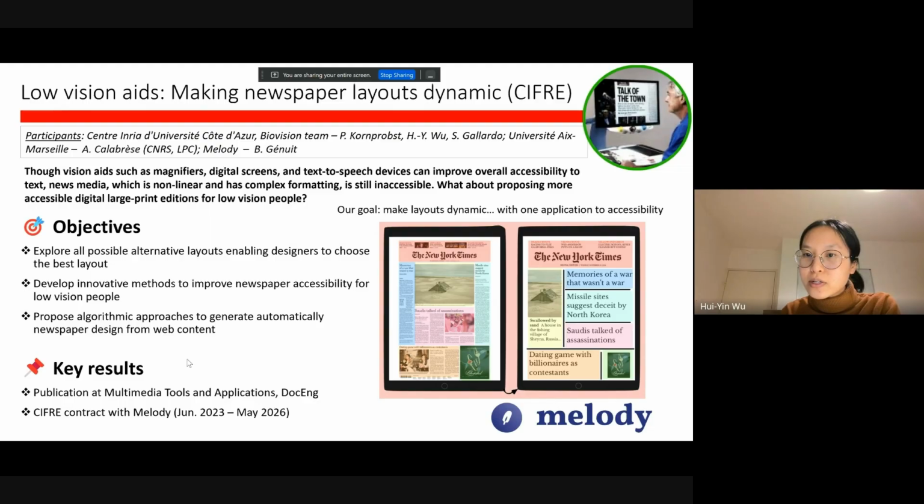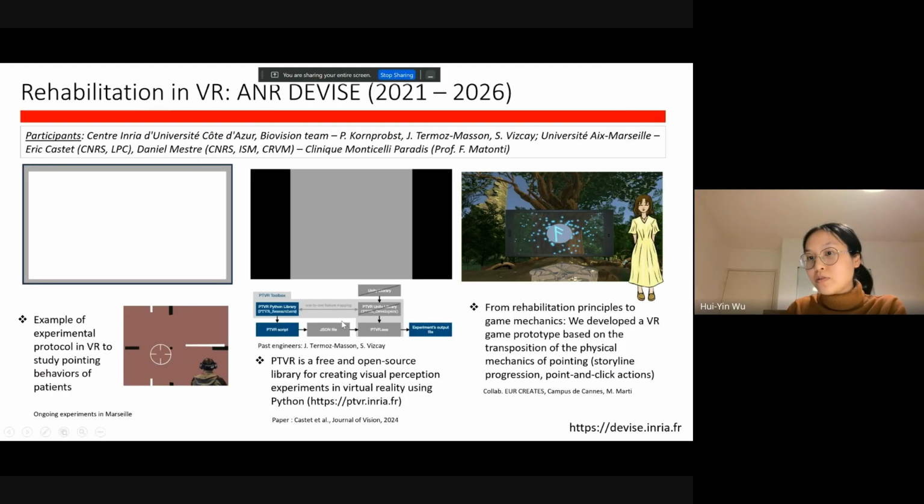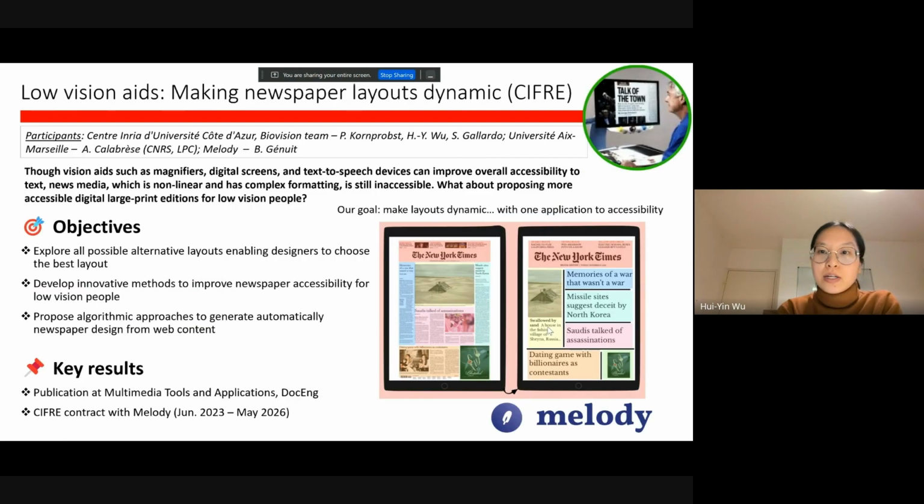And finally, there is game development, for example, for rehabilitation. And finally, in this same axis, there are low vision aids, for example, ways to reorganize and magnify newspapers to make them accessible to people living with low vision conditions. And so that involves reformatting the layout of articles and also its images and different kinds of content, and also conducting user studies that are currently ongoing for this project.